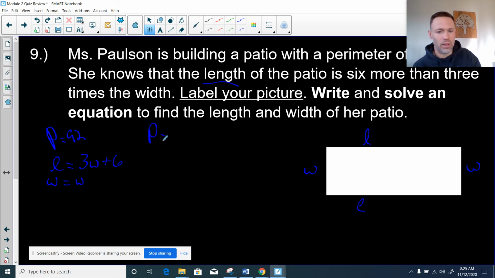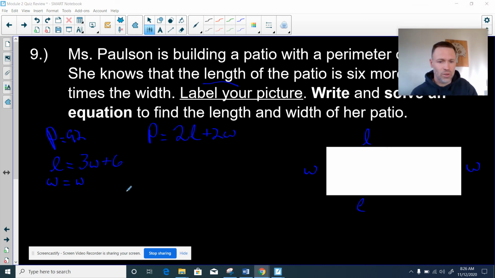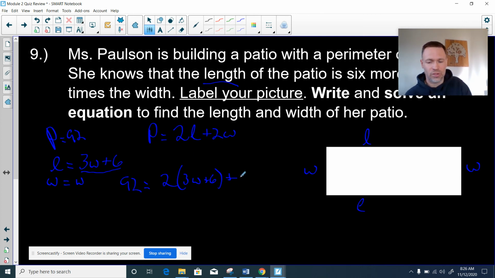Remember, our perimeter formula is P is equal to 2 times the length plus 2 times the width. And now all I have to do is substitute all of that information into this formula. So what is my perimeter? I already said that it's 92 feet. So then I can say that 92 is equal to 2 times the length, which is 3W plus 6, plus 2 times the width. Well, the width is just W, so it's just 2W. And now I can go ahead and solve this for W. And once I get W, I can then find the length.